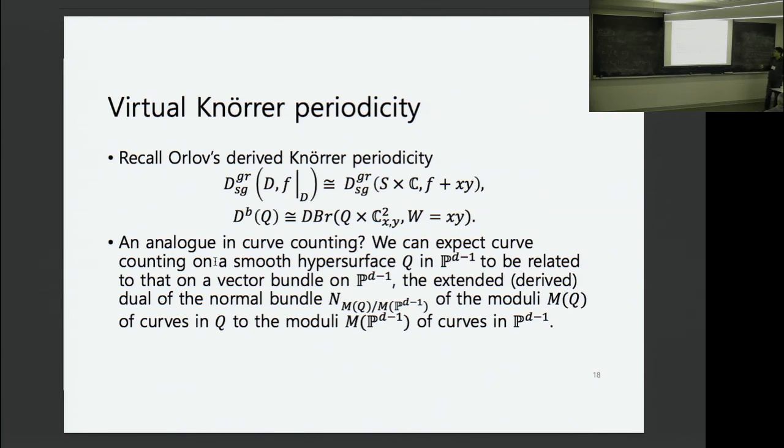The virtual cycle for M_Q should be related to the virtual cycle on the dual of the normal bundle, so the curve counting should be related to the curve counting of M_Q. But we have to be careful: we have to take the derived dual of the normal bundle, because in general the normal bundle is only a derived category object. Okay, so how can we do this? Let me talk about a situation where it works perfectly.